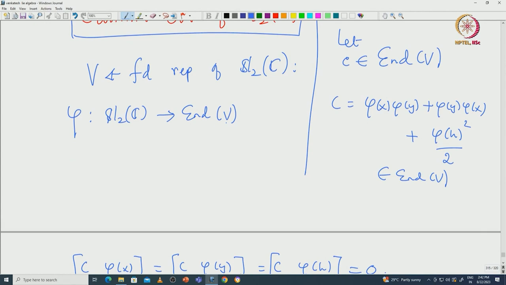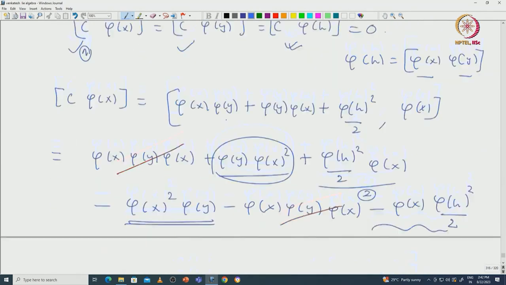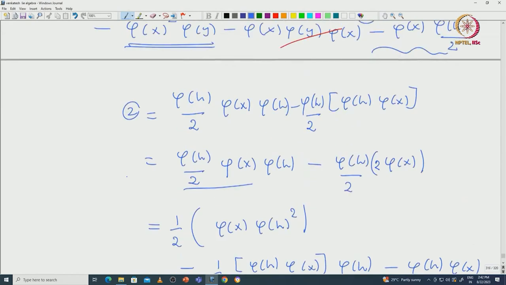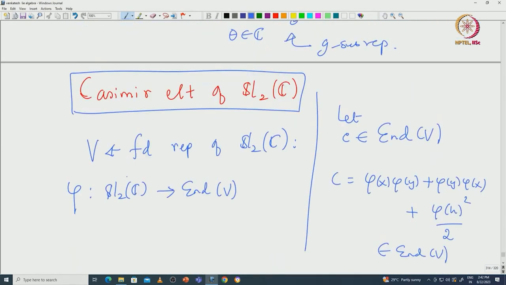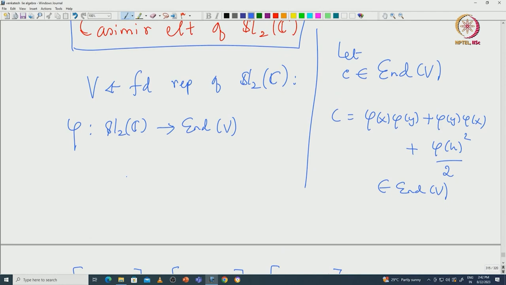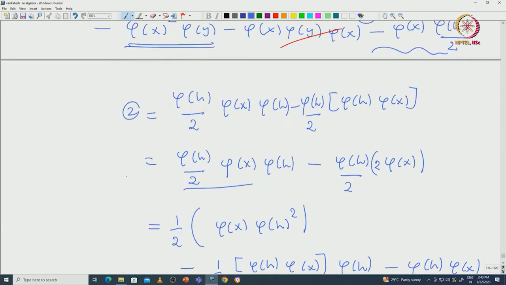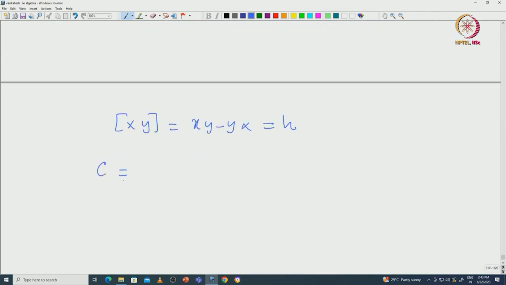So if you have this bracket xy, so what is the thing that we have? If you take bracket xy, that is xy minus yx, so that is nothing but h, okay. So then c is nothing but what? C is, so let me drop this phi, because phi kind of gives me a headache. So let us drop this phi. So then it is nothing but xy plus yx plus h square by 2.